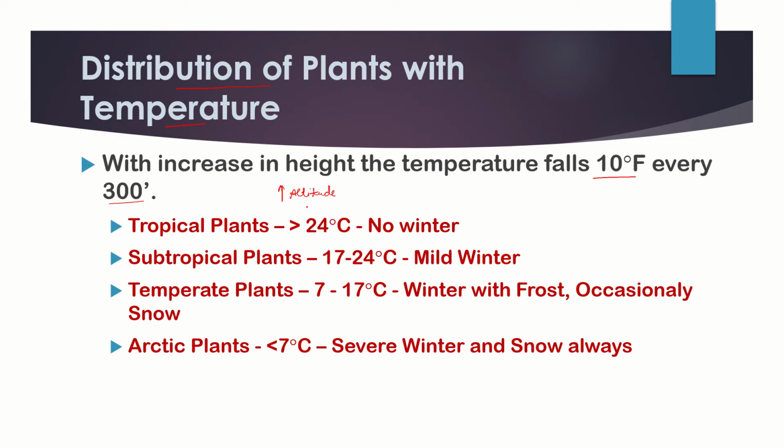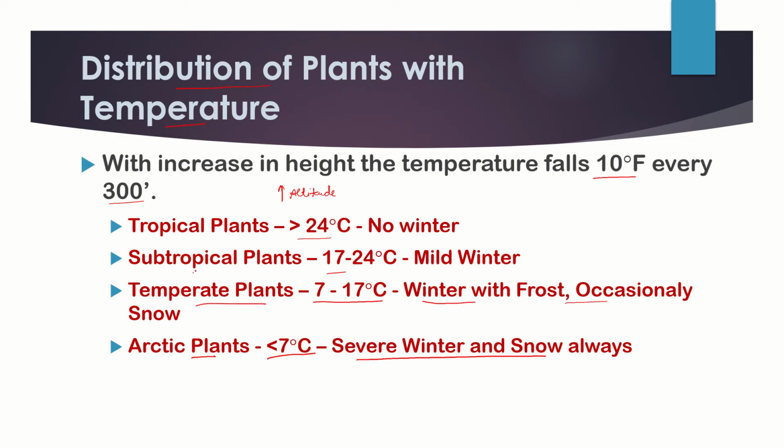So that is why the hilly areas, or those which are at higher altitudes, are colder as compared to plains. Now, if we see the relationship with the temperature, when the temperature is very low, less than 7 degrees Celsius, the plant type growing there is Arctic type, and we observe severe winters and always snow in those areas. In the previous lecture, I showed you the photographs of such areas. Then we have the temperate plants. They are found when the temperature range is 7 to 17 degrees Celsius. Here proper winters are there, but occasionally there is snowfall.